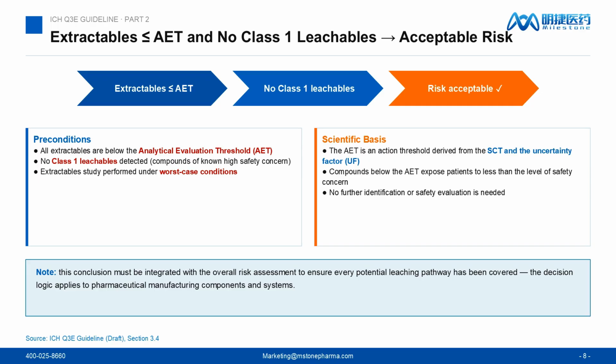3 preconditions, though. All extractables below the AET, not most, all. No Class 1 leachables. Those are the known bad actors like nitrosamines that get no free pass regardless of level. And the study must be run under worst-case conditions, otherwise the conclusion doesn't hold. One caveat from the guideline: this judgment must sit inside the overall risk assessment. You need to be sure you've covered every leaching pathway, not just the convenient ones.